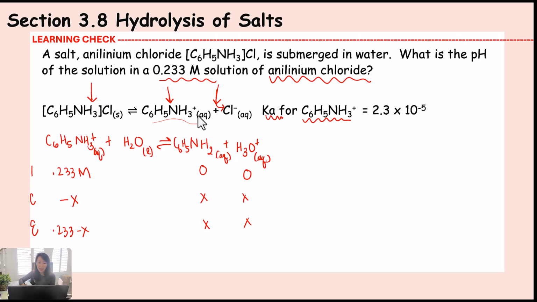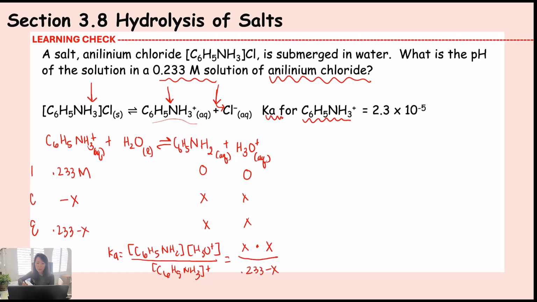So if I were to set up the Ka equation for this, it is the concentration of C6H5NH2 with hydronium ion all over the initial. And then we can also show that this is X times X, based on over right here, and all over this guy. So that's divided by 0.233 minus X. If I were to rewrite this, including the Ka value, it's 2.3 times 10 to the negative 5 is equal to X squared over 0.233 minus X.